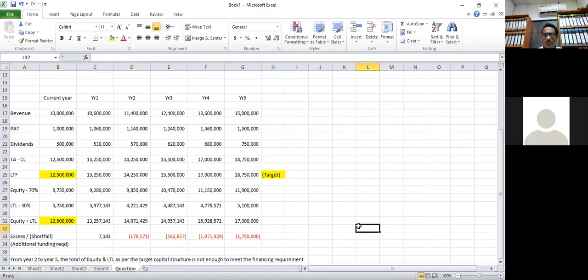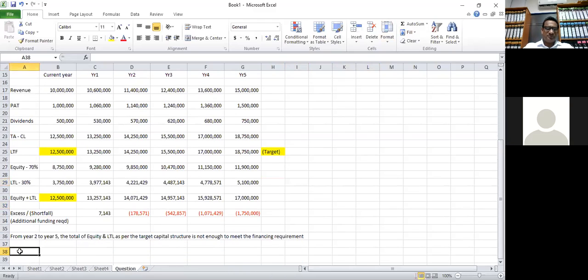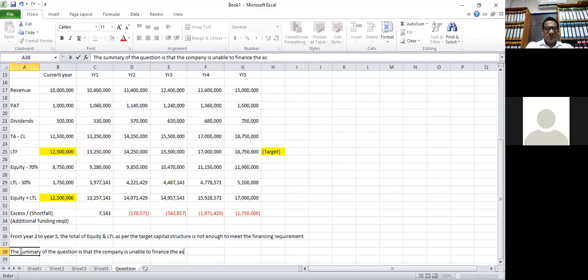Is that clear? Any questions? Basically, the summary of the question is that the company is unable to finance the assets from year 2 to year 5.